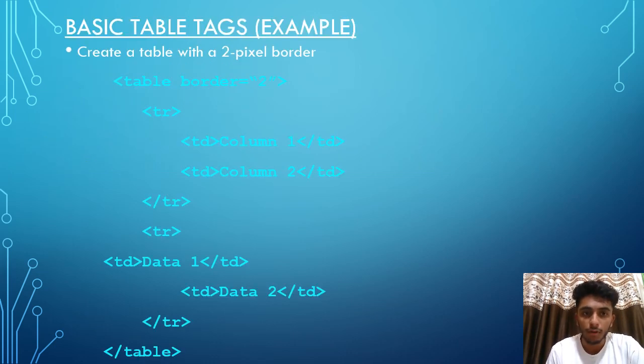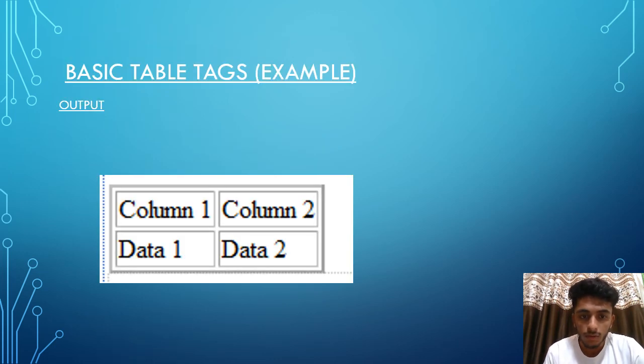So this is an example of basic table tags. You can see a table. Inside a table, you can see tr. Inside tr, td we have used. We have opened td here, then we'll close it again. tr is open, tr is closed. Table is open, table will be closed. So this is an example. For this example, there is an output. I'll show you what the output is for this example. You are creating two columns and two data items in it.